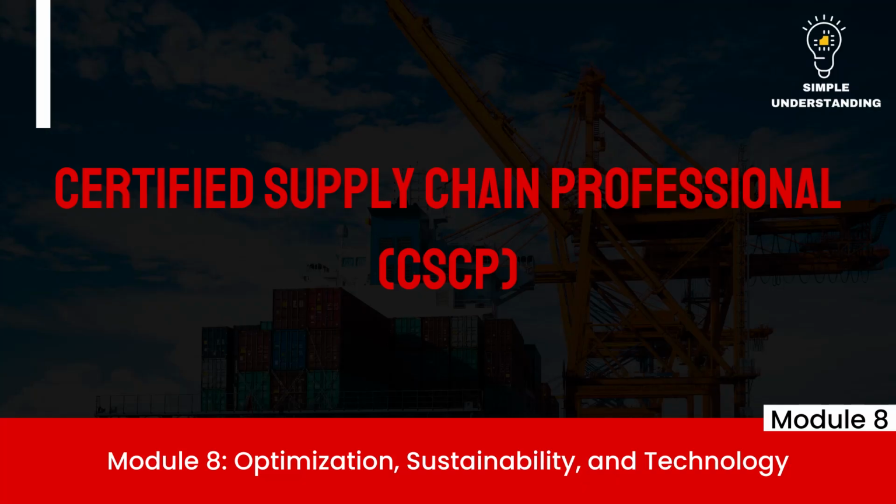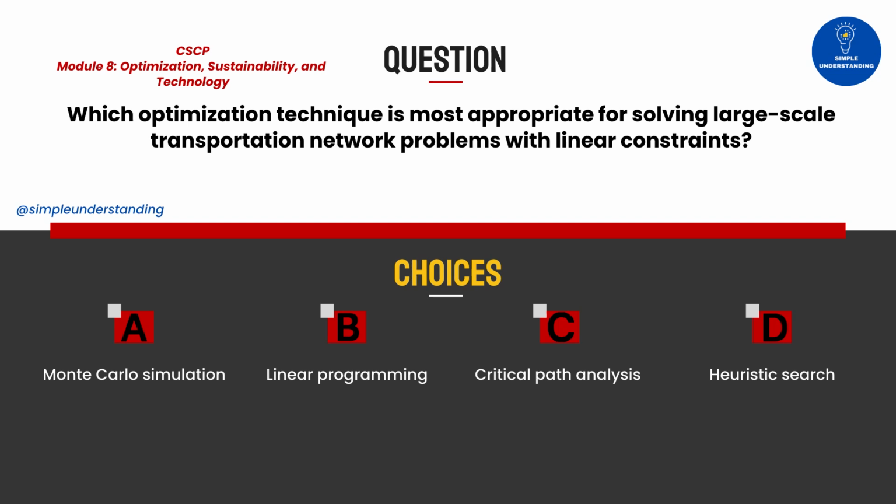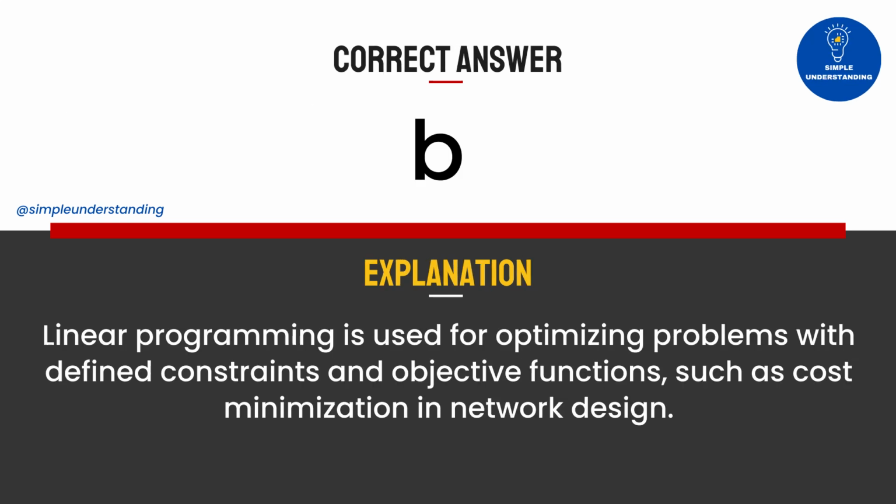Let's begin with Module 8, Optimization, Sustainability, and Technology. 1. Which optimization technique is most appropriate for solving large-scale transportation network problems with linear constraints? A. Monte Carlo simulation. B. Linear programming. C. Critical path analysis. D. Heuristic search. Correct answer: B. Explanation: Linear programming is effective for solving constrained optimization problems, such as minimizing costs in a transportation network.